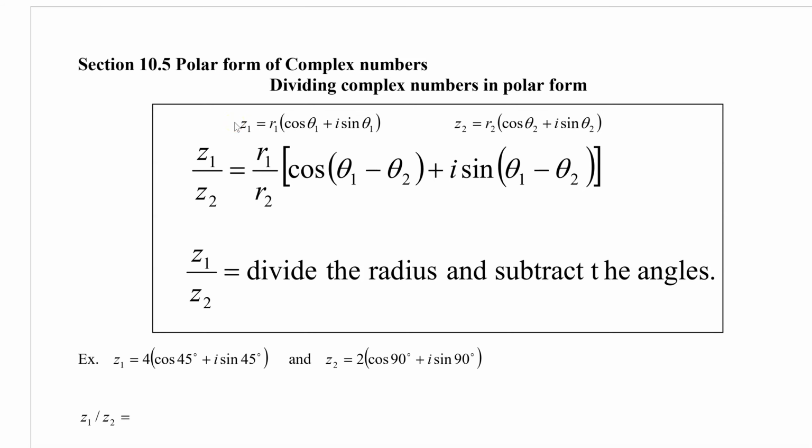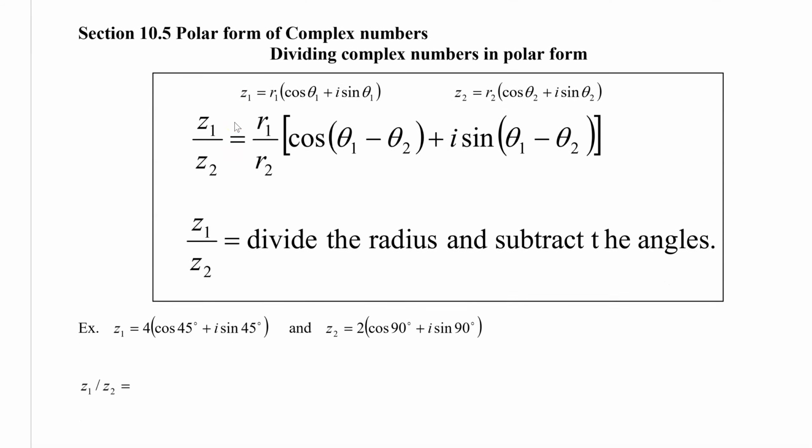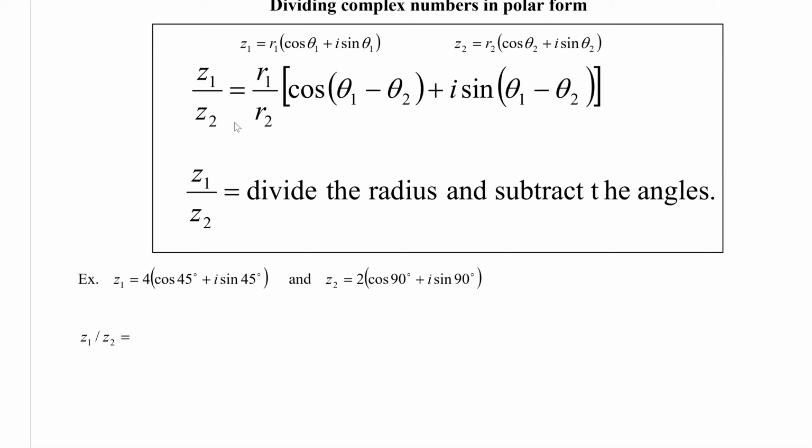All right, so this is now the dividing of our complex numbers in polar form. Before, when we did multiplication, you multiply and add the angles. And so with divide, you divide the radiuses and subtract the angles. It's very nice how math works that way. So order matters here though.